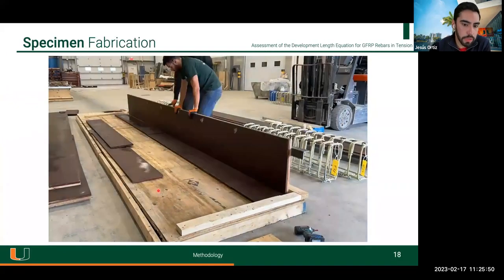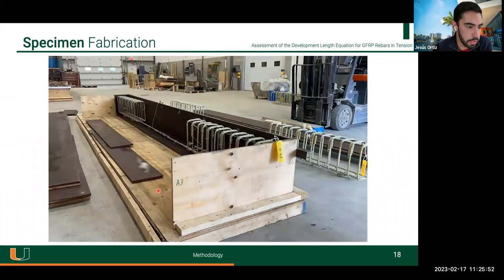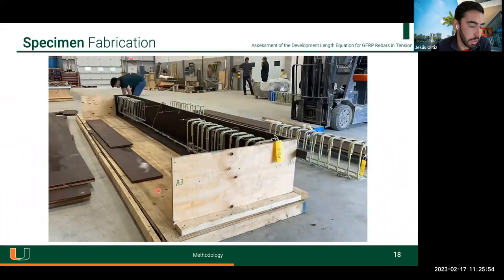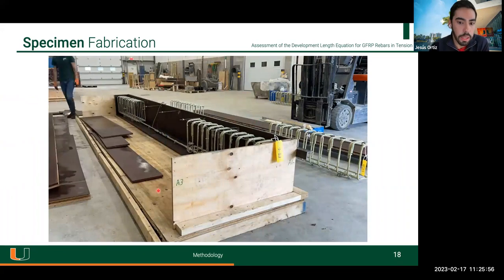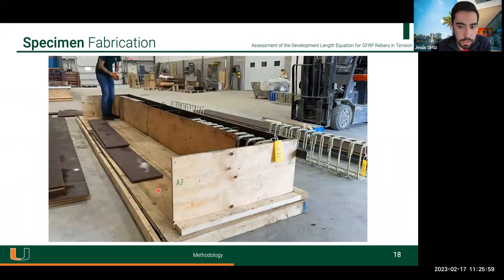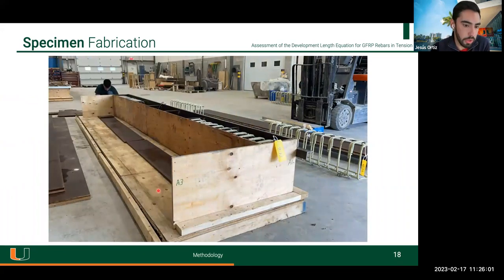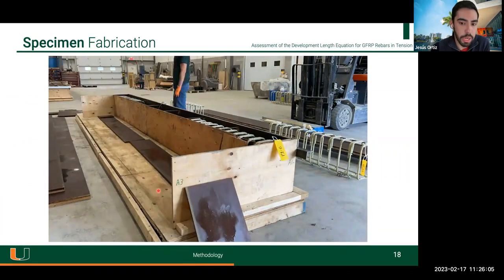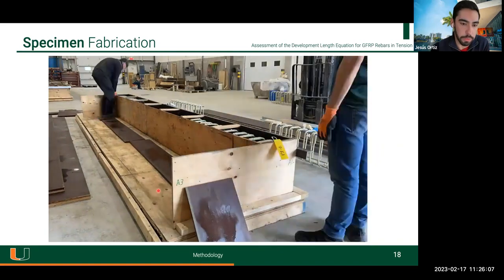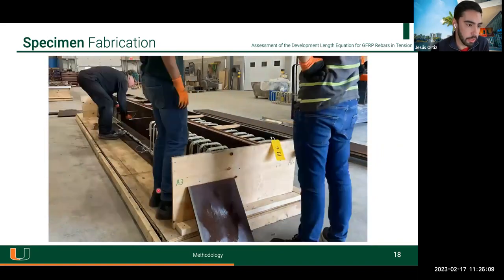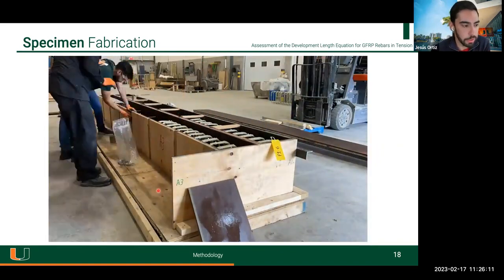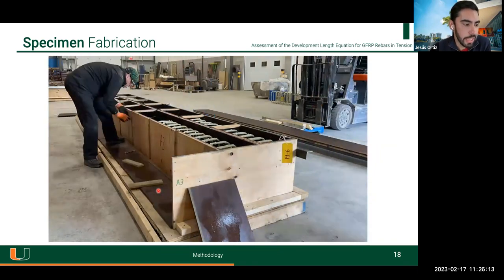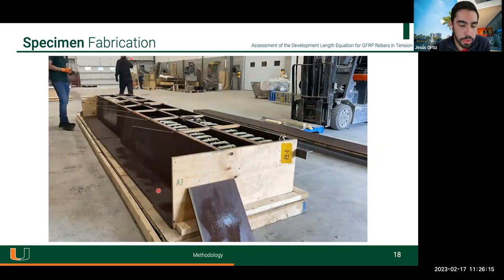So here is a short video of the specimen fabrication. All this fabrication and testing is being conducted at the University of Sherbrooke in Canada. Something to highlight is that I was able to move those FRP cages around by myself. But once we had some steel bars, I needed extra help to move them. So one of the advantages already mentioned is the light weight, and I evidenced that by myself when trying to move those cages around.